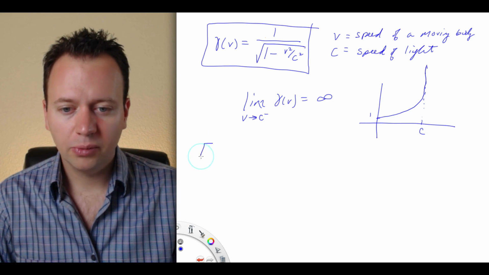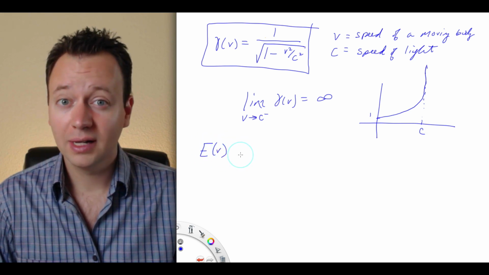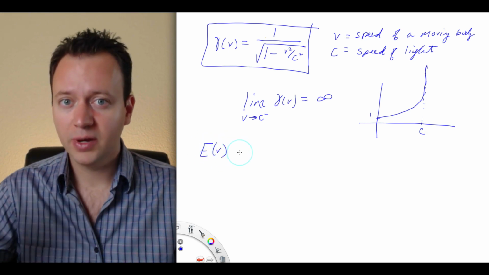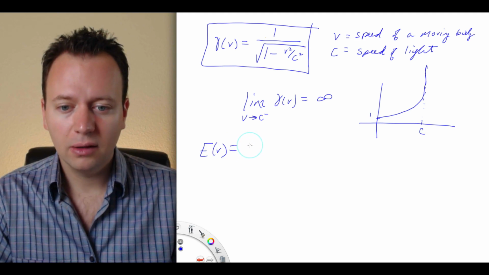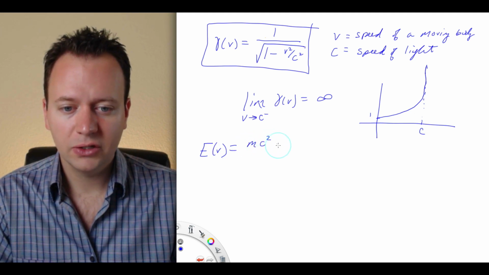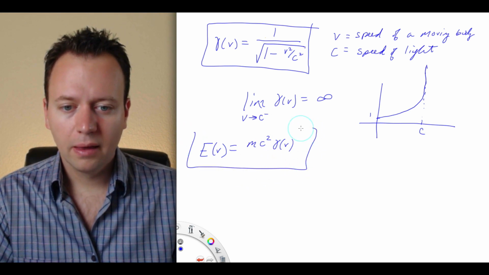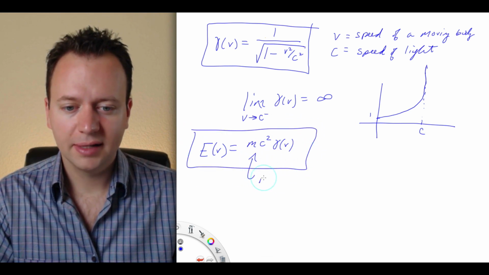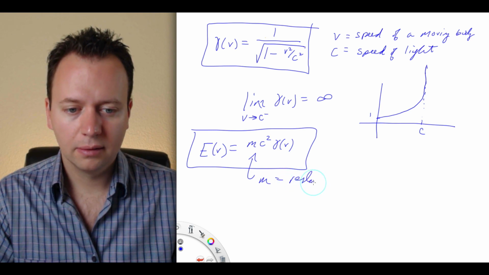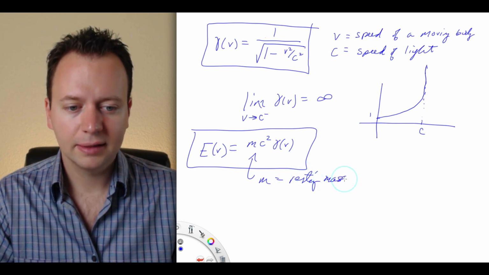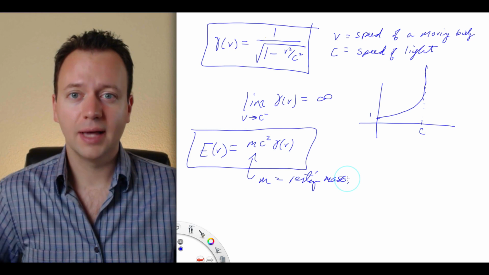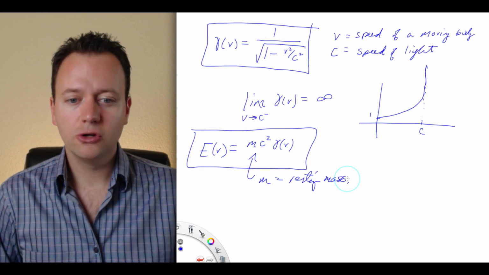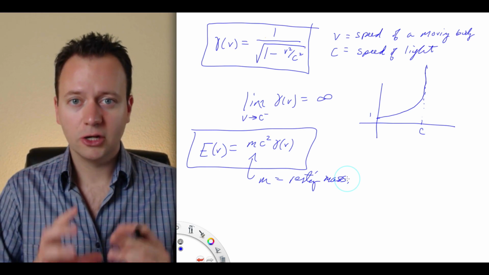So this comes into play in particular when you look at the relativistic energy of a speeding body. So the relativistic energy is mc squared times gamma of v, where m is called the resting mass. So it's the mass of the object when the object is at rest. And this is, of course, the energy as observed by a stationary observer.